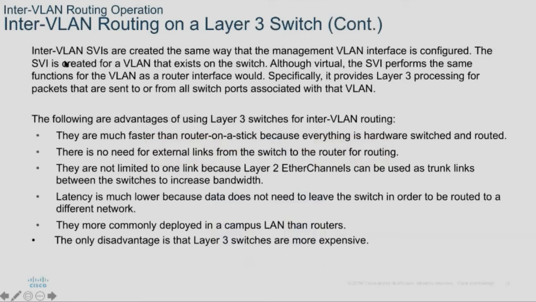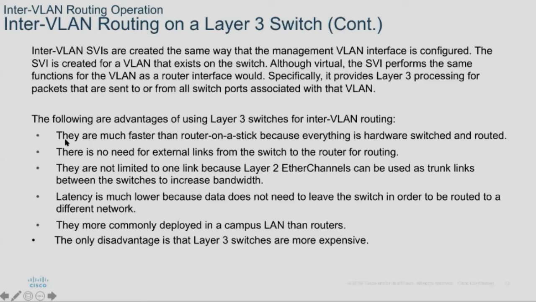So the inter-VLAN SVIs on the layer 3 switch are created in the same way as we have configured the management VLAN. In one of the labs as well as the lectures, we have checked out how the management VLAN is configured on a switch. Similar to that, the inter-VLAN SVIs are created on a layer 3 switch. The SVI is created on a VLAN that exists on the switch. Although virtual, the SVI performs the same functions for the VLAN as a router interface would for the router. So it sort of copies the similar functionality of how the router performs the routing decision. Specifically, it provides layer 3 processing of the packets that are sent to or from all the switch ports associated with that VLAN.